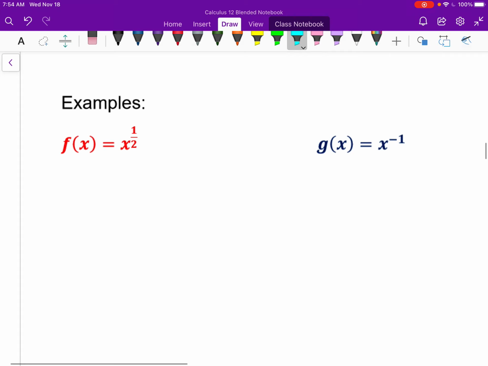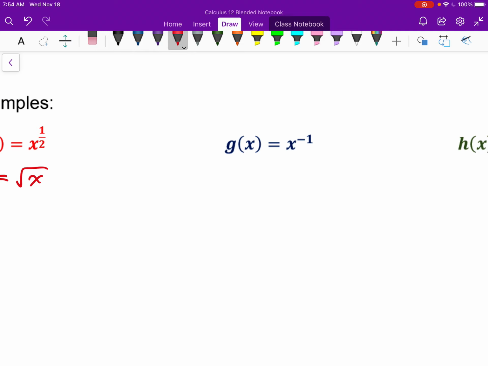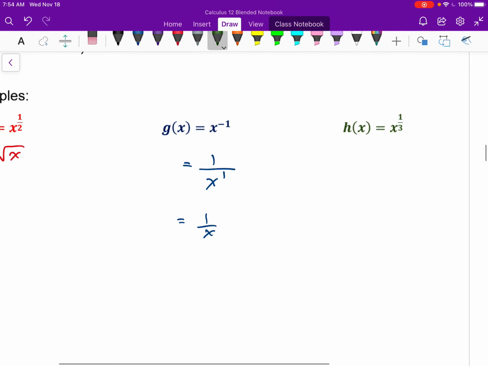So x to the 1/2, that's a power function. But also the power is greater than 0, and it's not a whole number, so I can express this as a radical, in this case, root x. Right, they're totally equivalent. One's not better than the other. Next one, g of x. X is to the power of -1. So this is an example of where I can express it if I want as 1 over x to the negative -1. Now, I'm going to change that. That's not wrong, but negative -1 is the same as positive 1. Or just 1 over x. And x to the 1/3, I can express as the cube root of x.